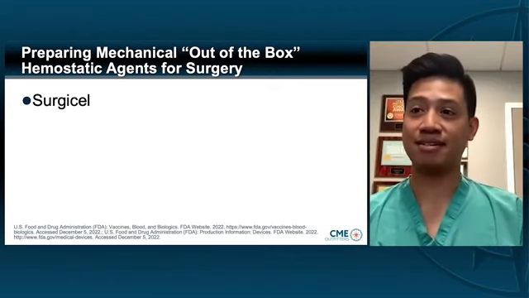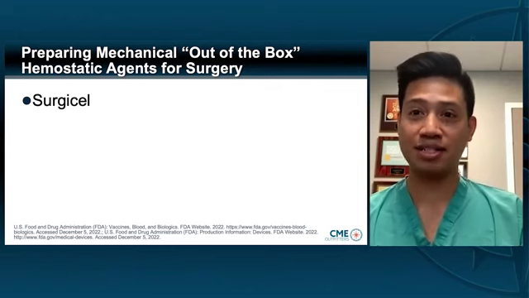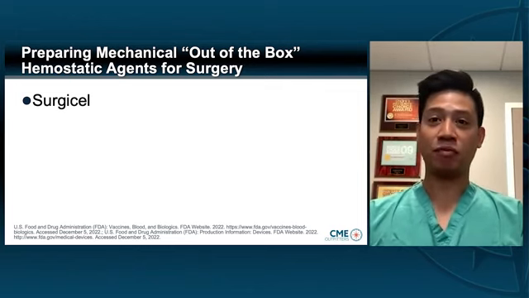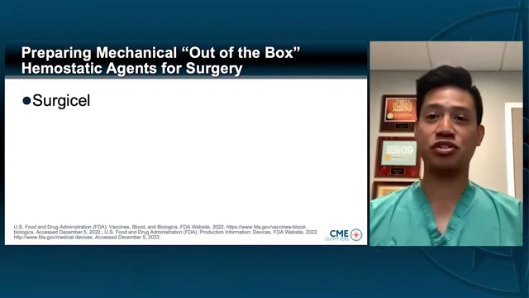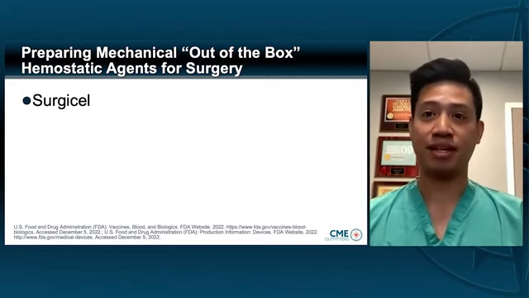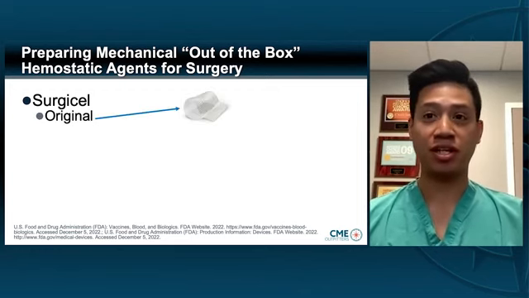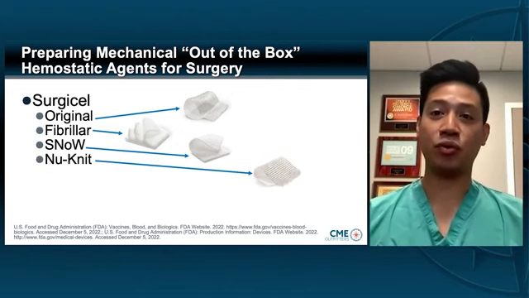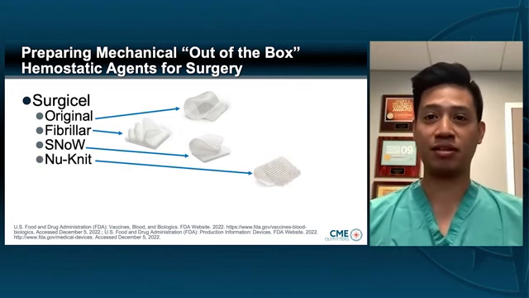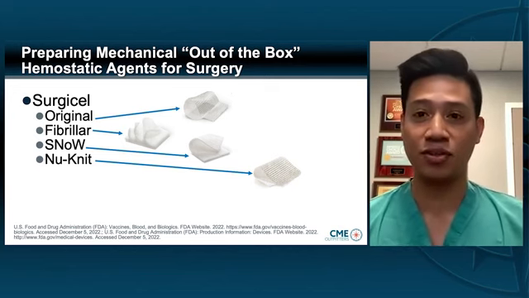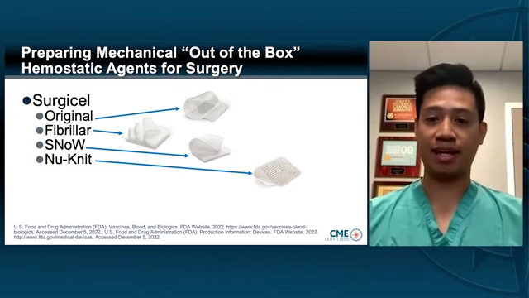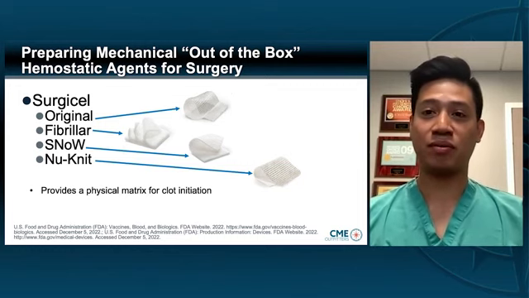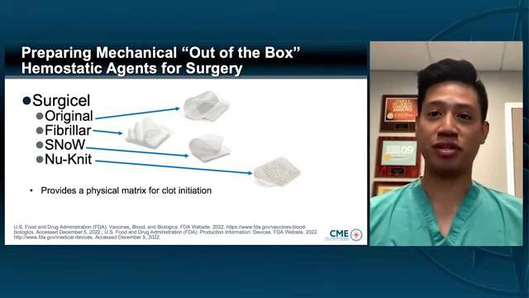Thanks, Dr. Dowdell. Let's start with a few simple out-of-the-box solutions. So I say out of the box, these things are just ready to go once you open them up. One I could focus on in particular is Surgicel. So Surgicel comes in various forms. We have the original, we have a version called Vibrillar, another called Snow, and another Nu-Knit. Where I work, we mostly use Nu-Knit, and I've seen Vibrillar also used. Now, all four of these have various applications, and depending on the situation you're in is what you're going to want to bring out for surgery, basically.